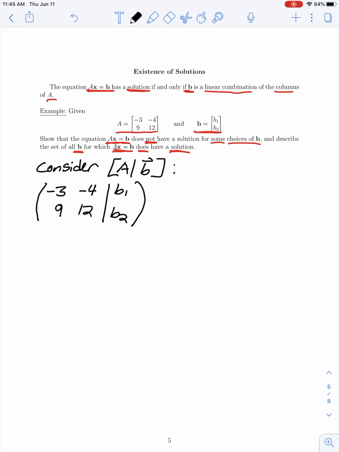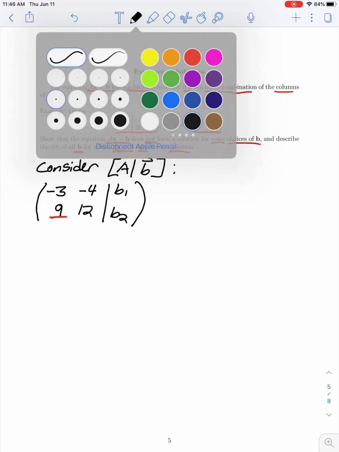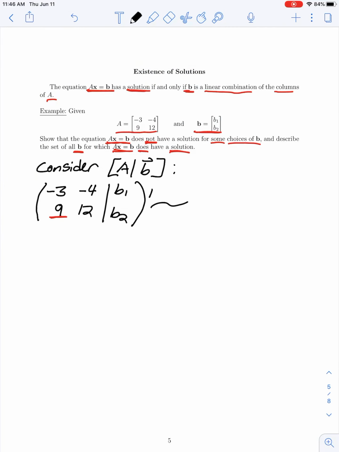So let's see if we can solve the linear system described by this matrix. So here, in order to start moving this towards row echelon form, I know that I need to get rid of the 9 in this bottom left entry. And an easy way to do that would be to take row 2 and add to it 3 times row 1. So I'm going to use the -3 in that first pivot to eliminate the 9 below it. So for now, let me leave my first row alone. I've got -3, -4, B1.